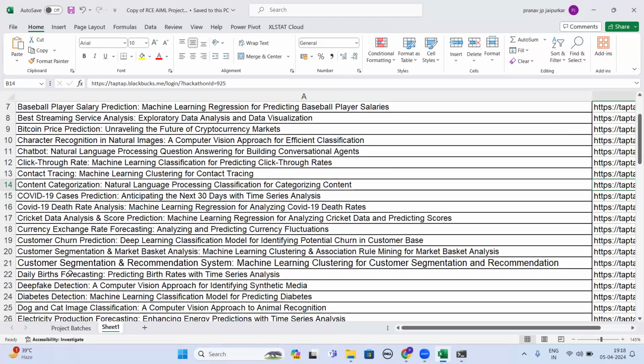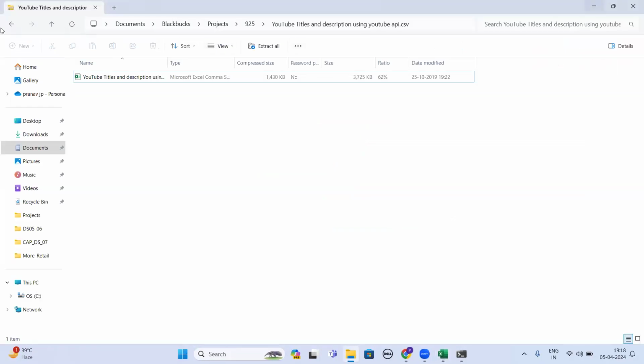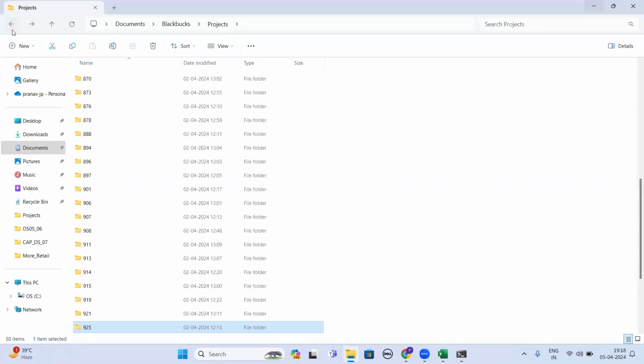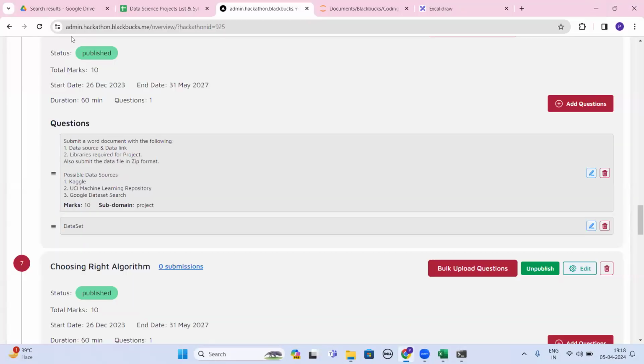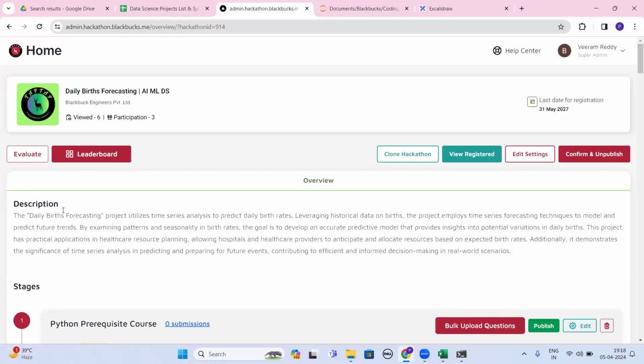Daily birth rate forecasting. So now this is also very important. 914 birth rate forecasting. This one. So let's try to go through the project once. And I think that will give you the description of the project, what you are expected to do over there. And then we can try to move ahead with the next section over here.